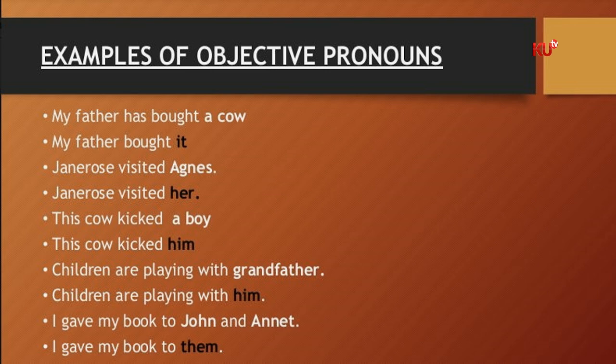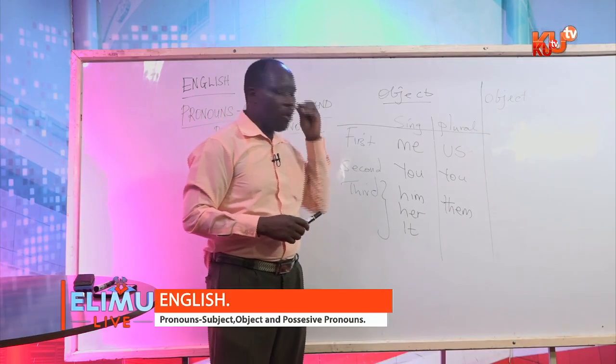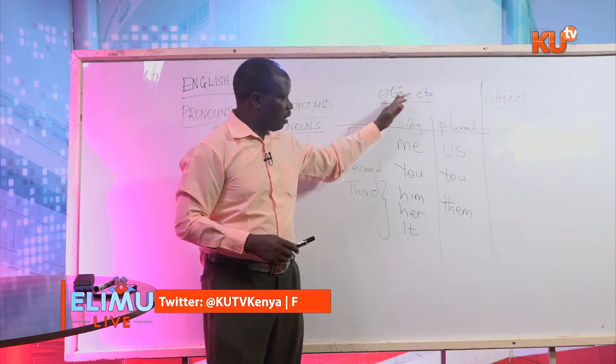Last example there, I gave my book to John and Annette. So I is the subjective pronoun. Then John and Annette are nouns in the position of object. So I will replace John and Annette with an object pronoun, and it will become I gave my book to them. So you can see how we have used each of these object pronouns.